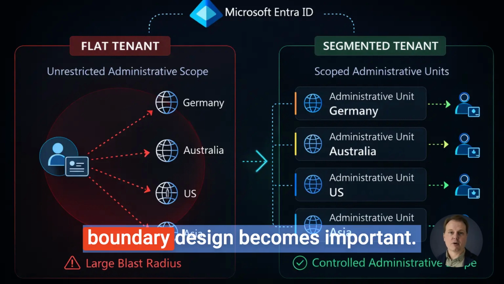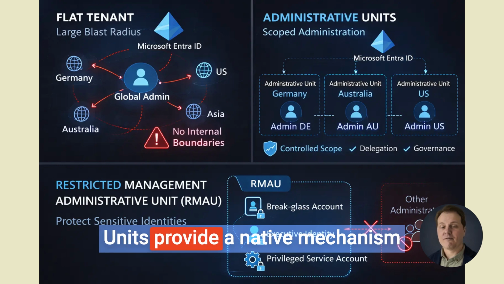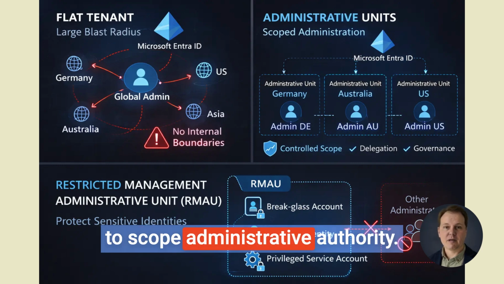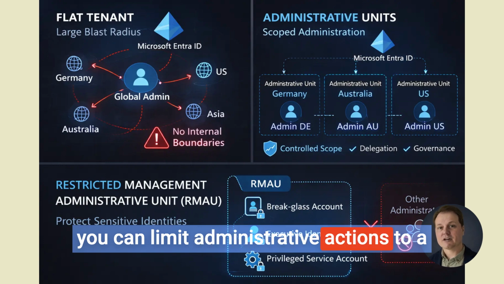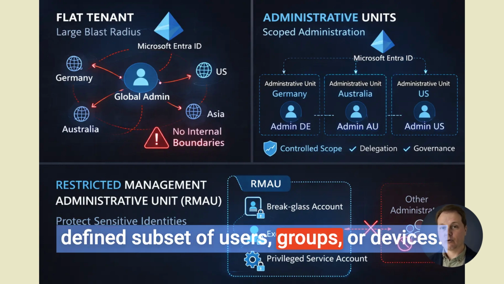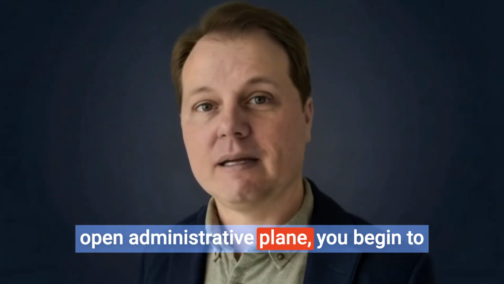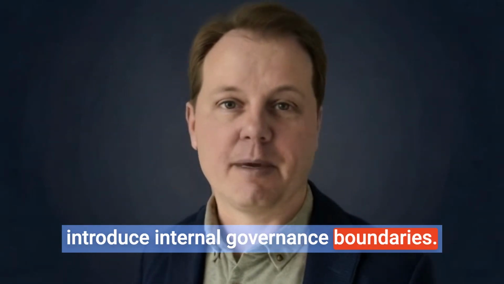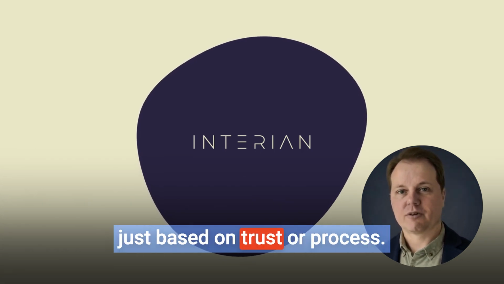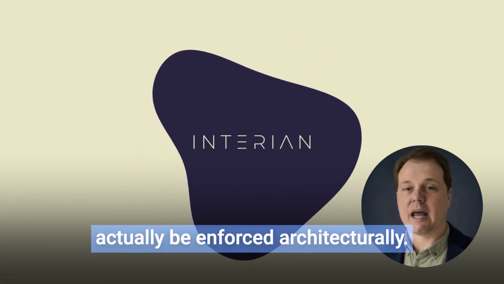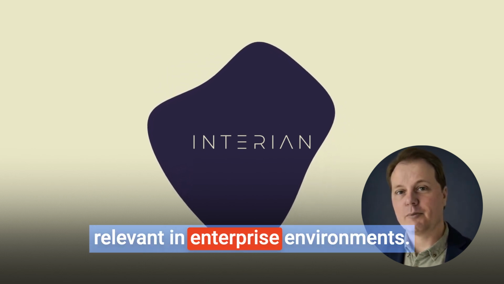This is where administrative boundary design becomes important. In Microsoft Entra, administrative units provide a native mechanism to scope administrative authority. Instead of assigning tenant-wide reach, you can limit administrative actions to a defined subset of users, groups, or devices. So instead of treating the tenant as one open administrative plane, you begin to introduce internal governance boundaries. That changes the model significantly, because delegation is no longer just based on trust or process. It becomes something that can actually be enforced architecturally, and this becomes particularly relevant in enterprise environments.